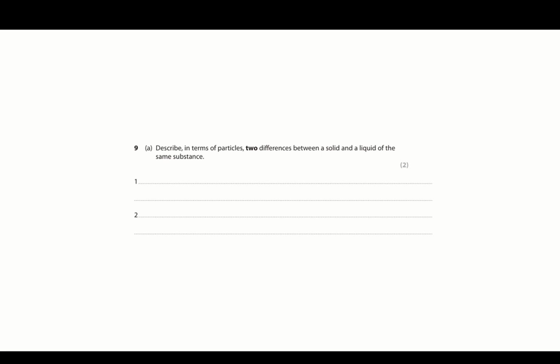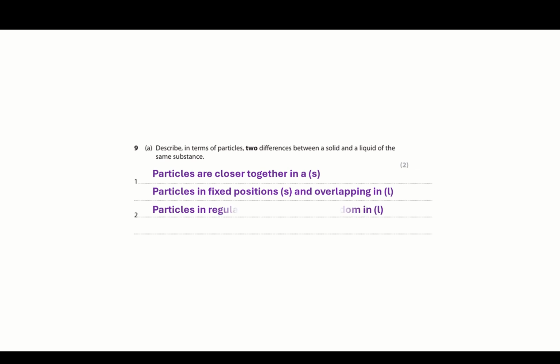Okay, question 9, and I think this is quite a nice question as we're getting near the end of the paper. It says, describe in terms of particles two differences between a solid and a liquid. So any of these. Particles are closer together in a solid. The particles are in fixed positions in a solid and they're overlapping and randomly moving in a liquid.